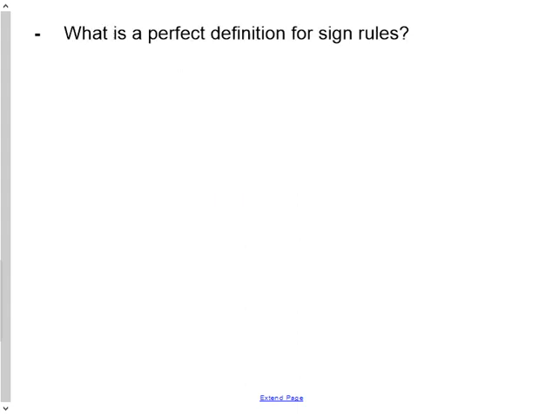What is a perfect definition for sign rules? I was pretty generous with it. As long as you said, when multiplying 2 integers that have the same sign, you will always have a positive product. When multiplying 2 integers that have different signs, you will always have a negative product.